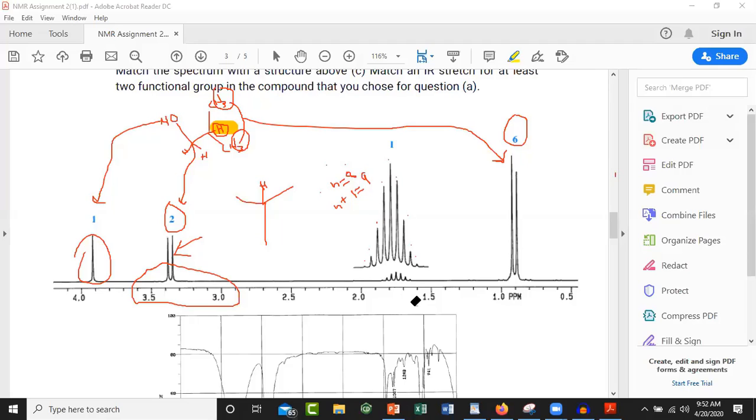All right. Any questions about that one? What is that splitting pattern called? Well, you can call it a nonette because it's 9 lines. But normally anything over 6 lines, you just call it a multiplet. All right. Any questions about anything?